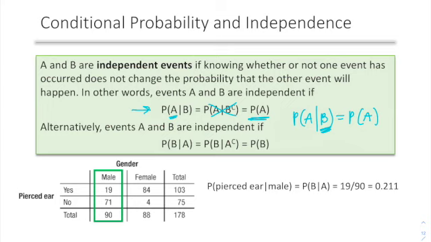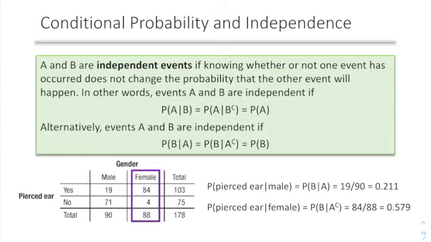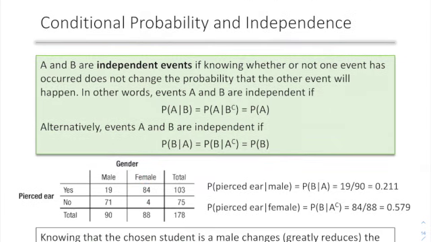So we're looking back at the example of the gender and the pierced ear, and we're going to look at the probability of pierced ear given that they're a male. So pierced ear given that they're male is 19 of the 90. That's just your traditional conditional probability. Then we're looking at the probability of the pierced ear given that they're female. So you have the 84 of the 80 females. So knowing that the chosen student is male greatly reduces the probability that a student has a pierced ear. So these two events are not independent.